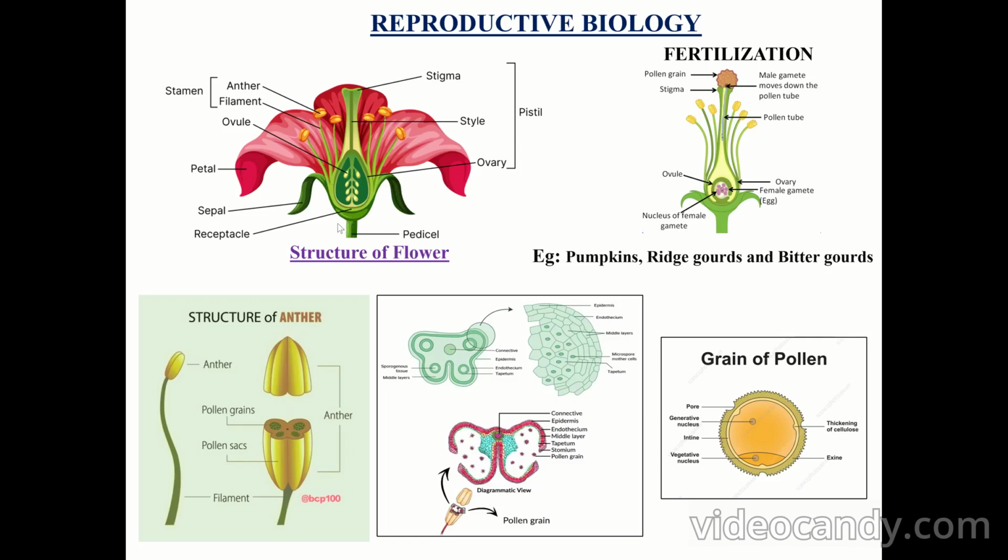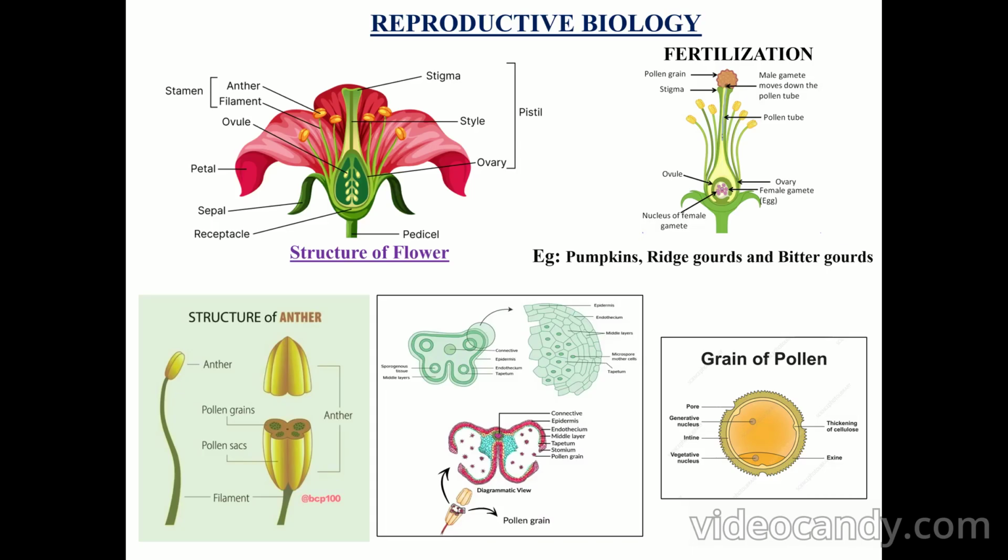Okay, and from the nodal portion, all the whorls of the flower are produced. For example, sepals, petals, anthers, all these are produced from the nodal portion. So that is why it is called a modified shoot. So let's see what is the structure of the anther. Anther is the male reproductive part.